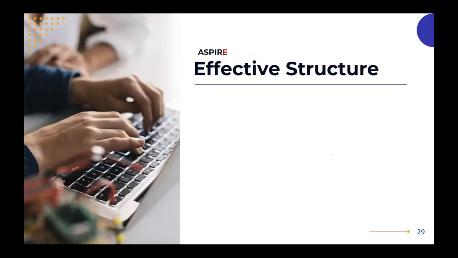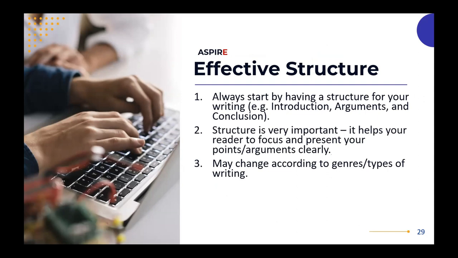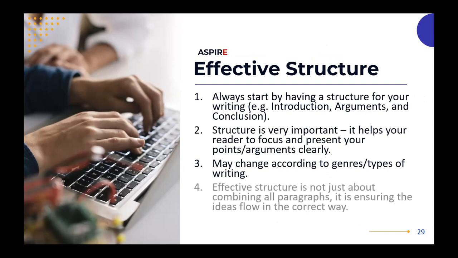Last one, last part. I think we're running out of time. The last part is effective structure. It goes with the one I told you just now. When you organize your writing, introduction, body, and conclusion, make sure everything is clear in terms of the progression. The introduction tells me what you want to write. The body will elaborate point 1, 2, 3, 4, 5, and then the conclusion. Everything is clear, smooth, right?